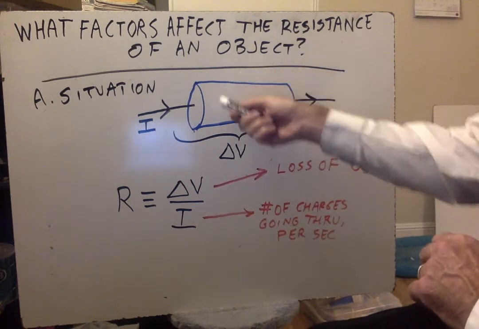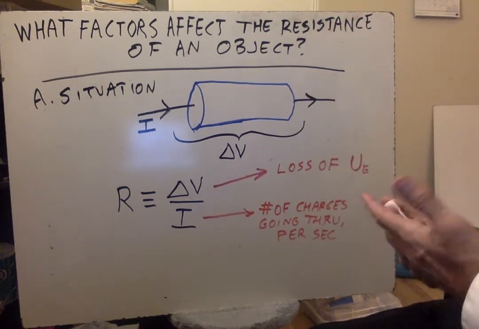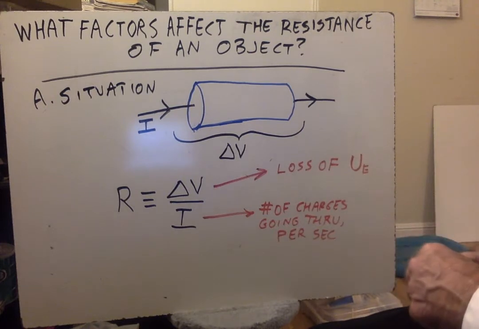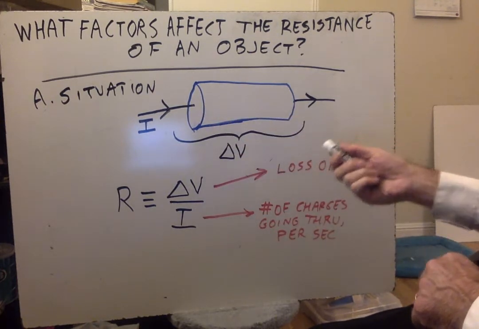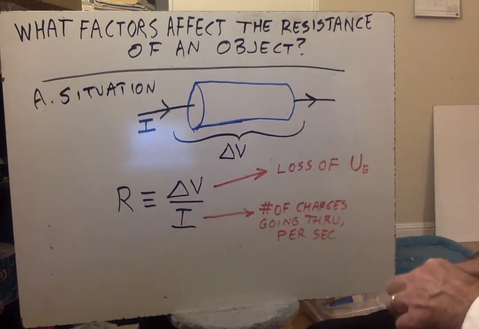So imagine you have a cylinder here. It could be made of anything. It could be made of copper. It could be made of carbon, like the lead in a pencil. We put a voltage across it with a battery and we can measure a current through it. And this is the definition of its resistance.